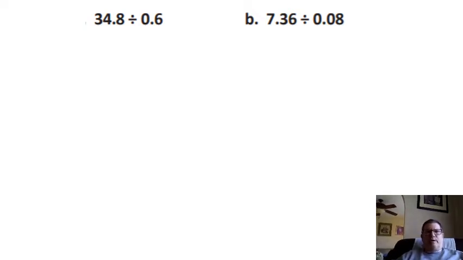Okay, so let's start off with our first example. First example is 34 and 8/10 divided by 6/10. And the first thing we're going to do is rewrite it as a fraction. Now we have to determine what equivalent fraction of one we have to multiply by to get rid of the decimal on the divisor. We can see just 1, so I need to multiply it by 10 to move the decimal point 1 position. That'd be 348 divided by 6.